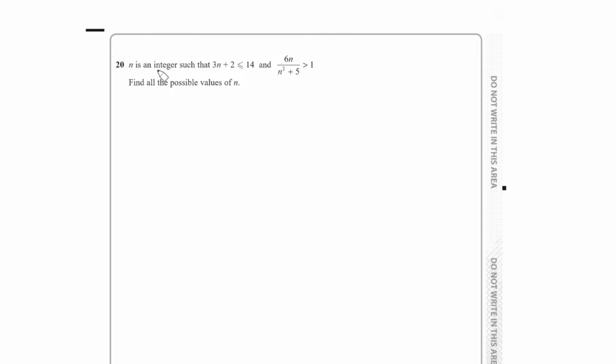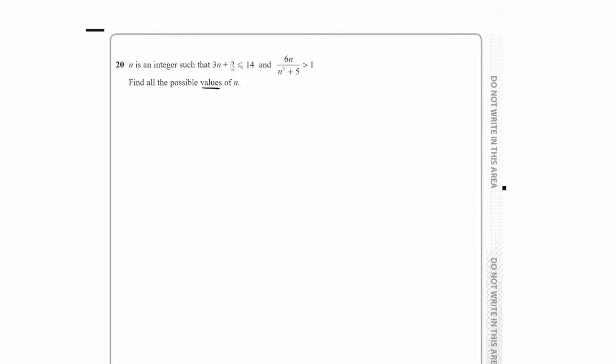So here we've got n is an integer, so a whole number, such that 3n plus 2 is less than or equal to 14, so that's linear, it's just a straightforward one. And also, 6n over n squared plus 5 is greater than 1. Now that's a quadratic, because n squared, right? Find all the possible values of n.